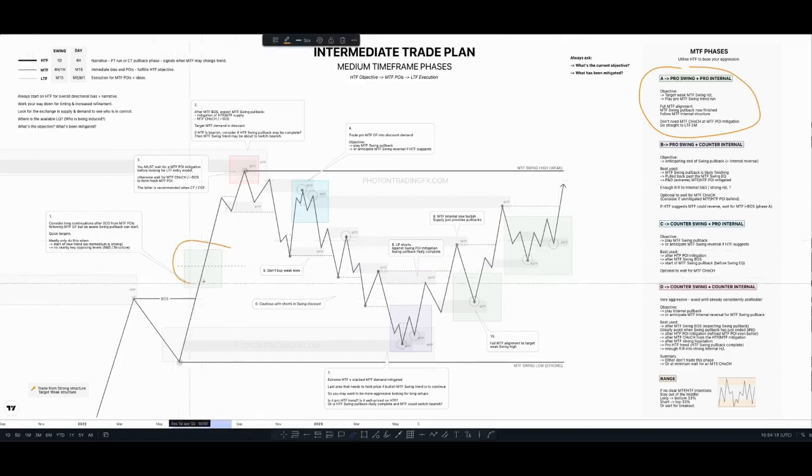And likewise, that can be over here as well, because at this point you're pro swing, and I haven't drawn it on, but there would be pro internal moves within here, right? Like that, okay? So when price is in phase A on your medium time frame, what is the objective?